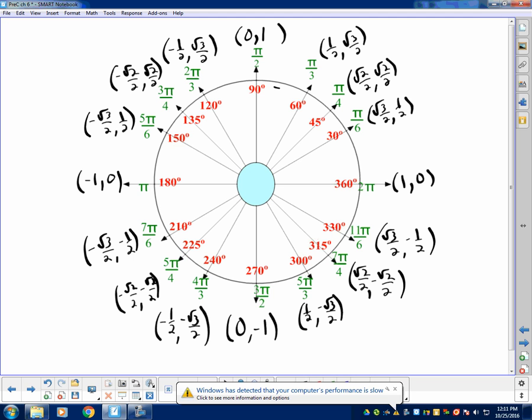And so those coordinates give you, I might want to write a note of this, these coordinates give you cosine theta, comma, sine theta, all the way around. And if you know cosine and sine, you can find any of the other four trigonometric expressions, find the values of them at those angles.